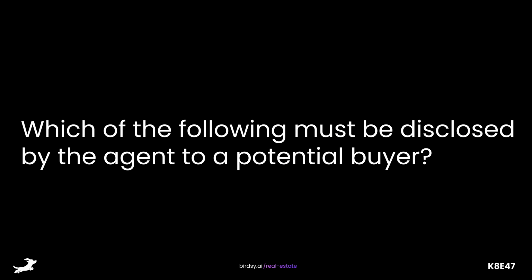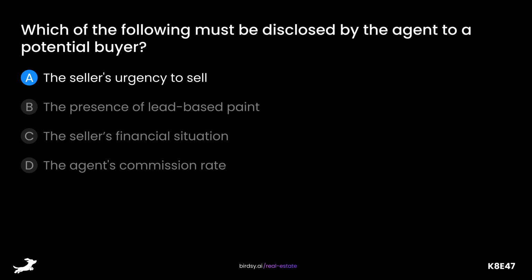Which of the following must be disclosed by the agent to a potential buyer? Is it A, the seller's urgency to sell? B, the presence of lead-based paint? C, the seller's financial situation? Or D, the agent's commission rate? The answer is B, the presence of lead-based paint.